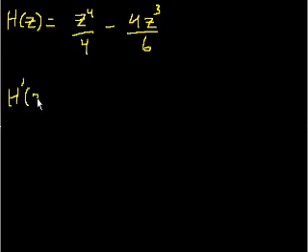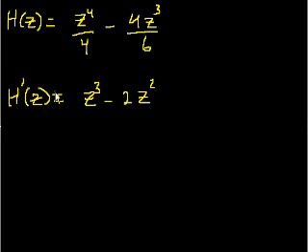H prime of z is equal to, let's see, 4. Well, this will cancel out, so it's z to the 3rd, right? 4z to the 3rd over 4 is z to the 3rd, minus, let's see, 3 times 4 is 12z squared, but 12z squared over 6 is 2z squared.